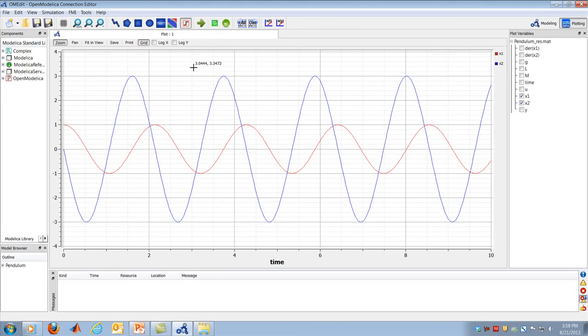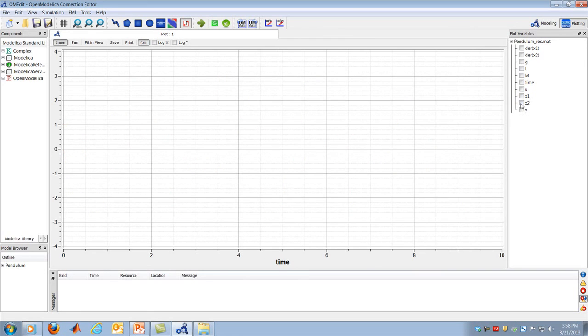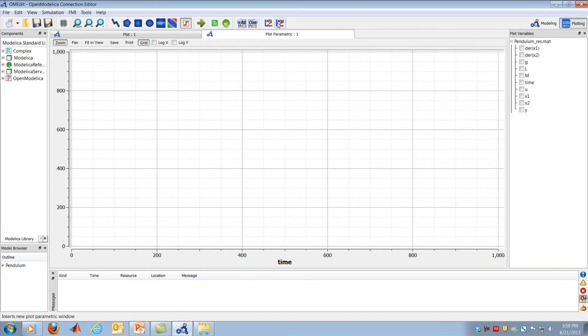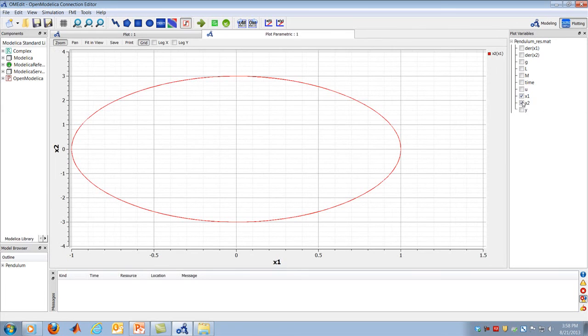One of the really neat things about OpenModelica is that it allows us to plot state variables against one another. So if I hit the x as a function of y plot, now I can plot two variables against one another as opposed to against time. Now x1 is on the x-axis and x2 is on the y-axis. The pendulum goes through an almost perfectly elliptical trajectory here in what is known as the state space, and this is sometimes known as a phase plane plot, or a phase plot.